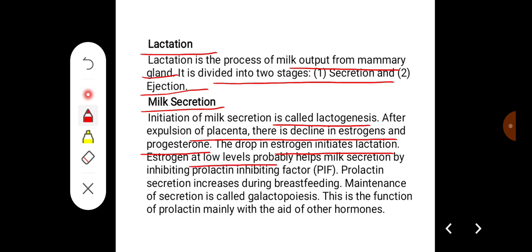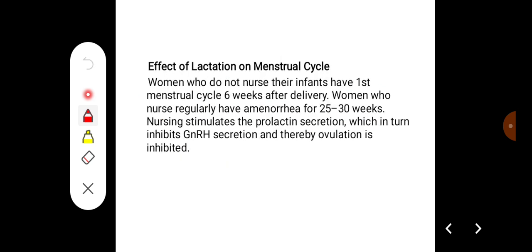Estrogen at low levels probably helps milk secretion by inhibiting prolactin inhibiting factor, that is PIF. Prolactin secretion increases during breastfeeding. Maintenance of secretion is called galactopoiesis. This is the function of prolactin, mainly with the aid of other hormones.